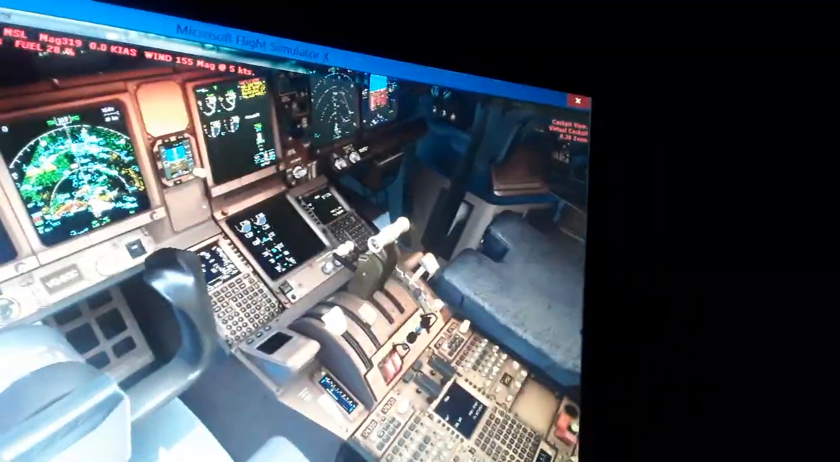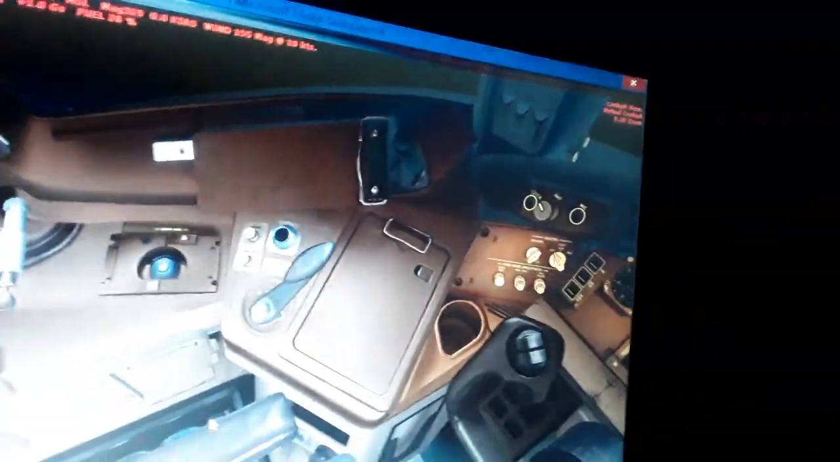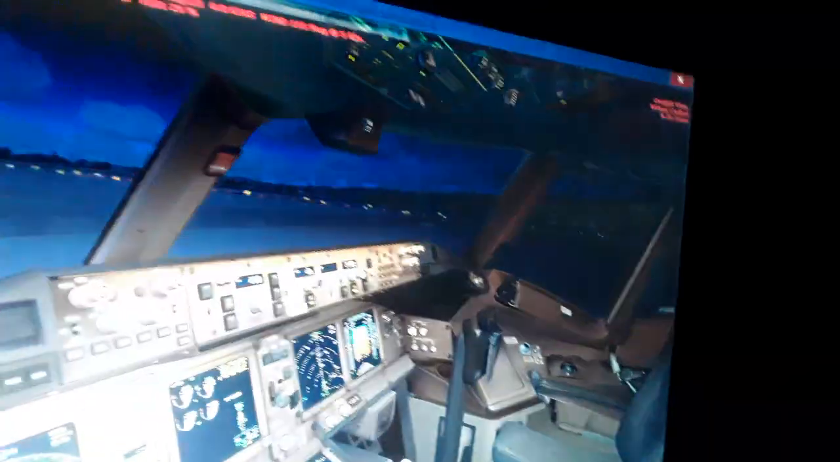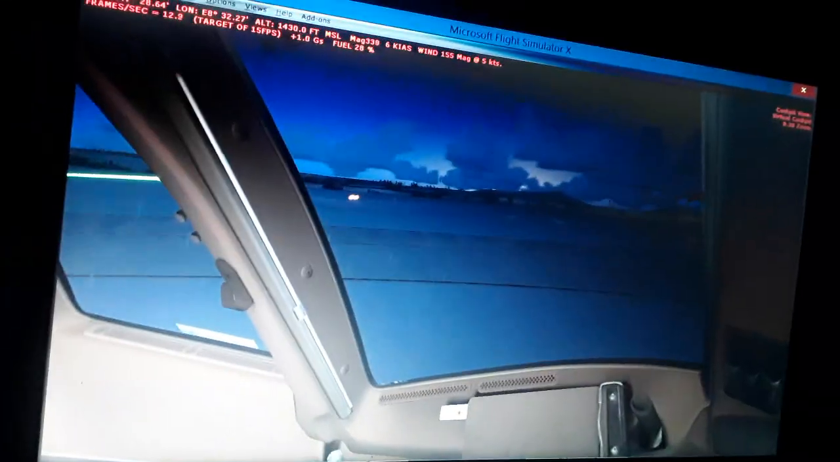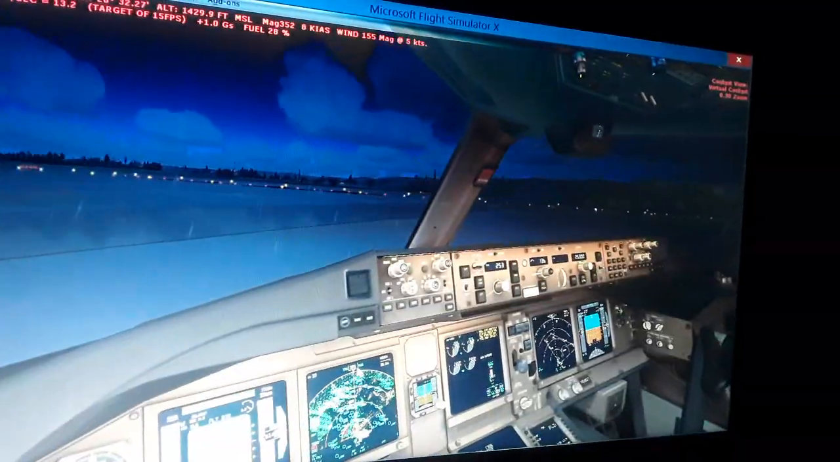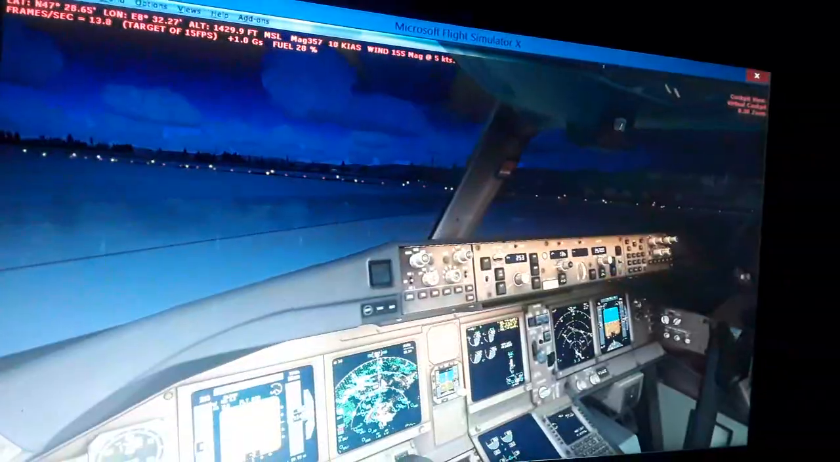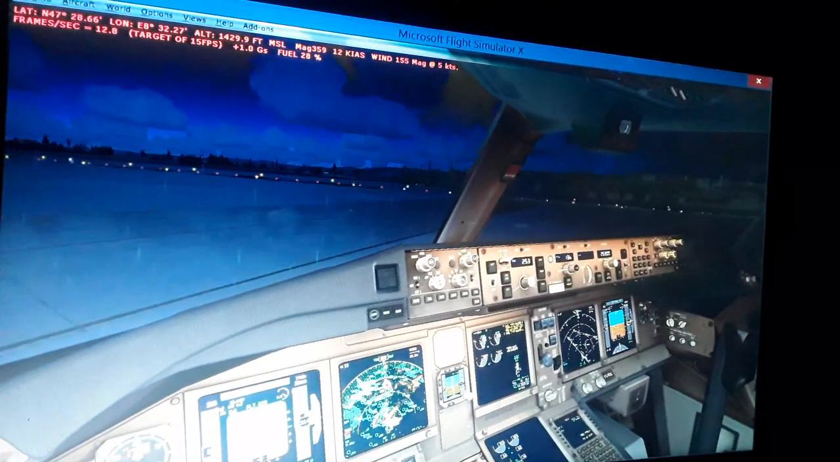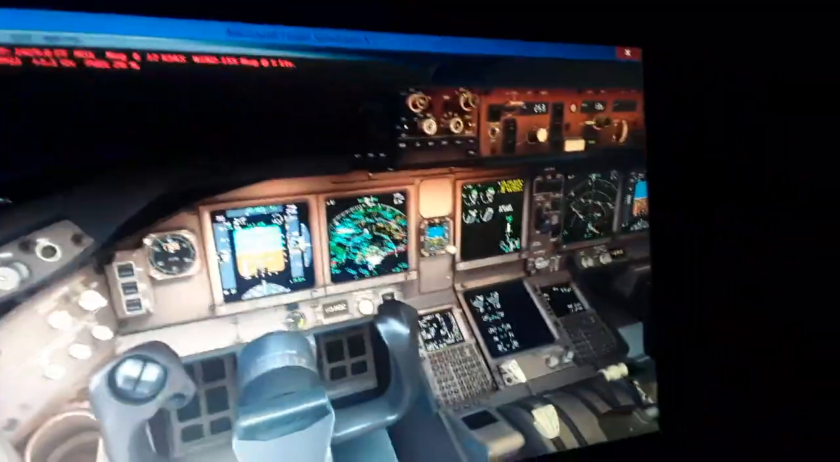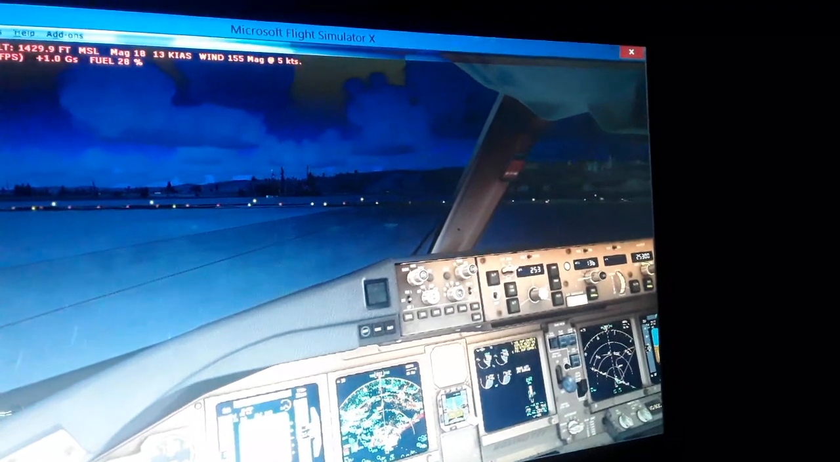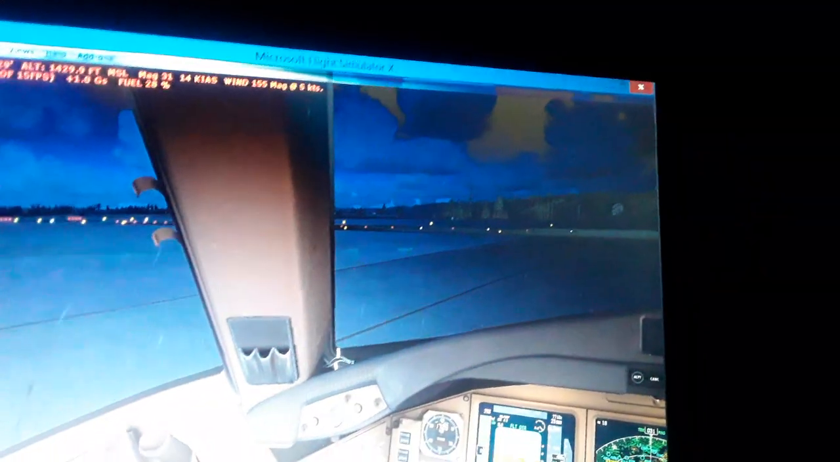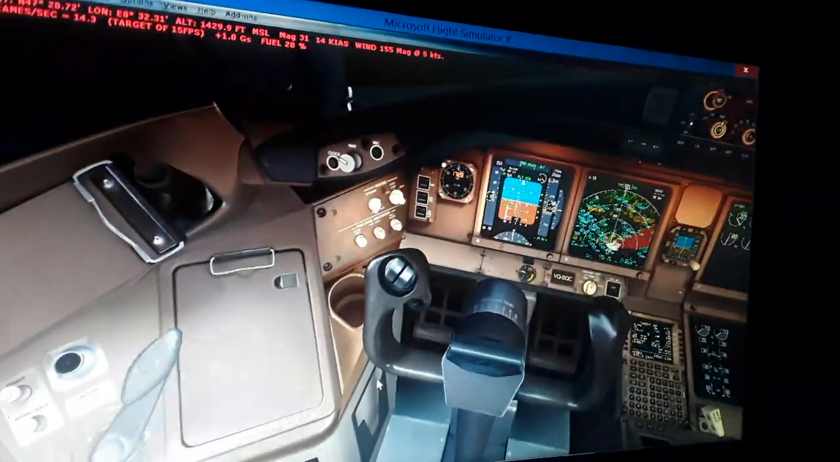So we advance the thrust levers, disarm the parking brakes and use the tiller for steering. We have the runway open and we take the runway clearance from the air traffic control already. So we taxi here into the runway, using also the tiller and the rudder pedal.